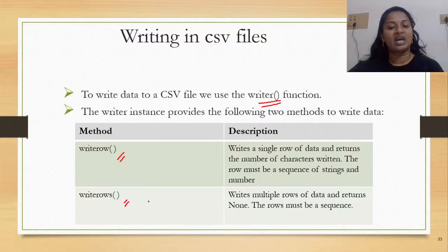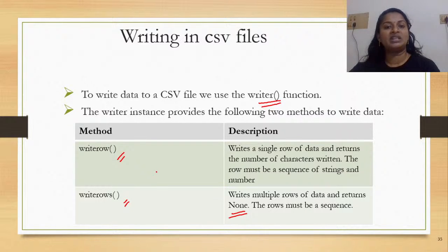Now writerows writes multiple rows of data. Since it is writing multiple rows of data, that means the entire content in one go. Now it is not returning any number; instead it is returning the special literal. What is the special literal? It is None. Now all the rows must be a sequence. In the sequence, in the sense, it can be a list, a tuple, a dictionary, a string, or a set. It can be any of these sequences of data.